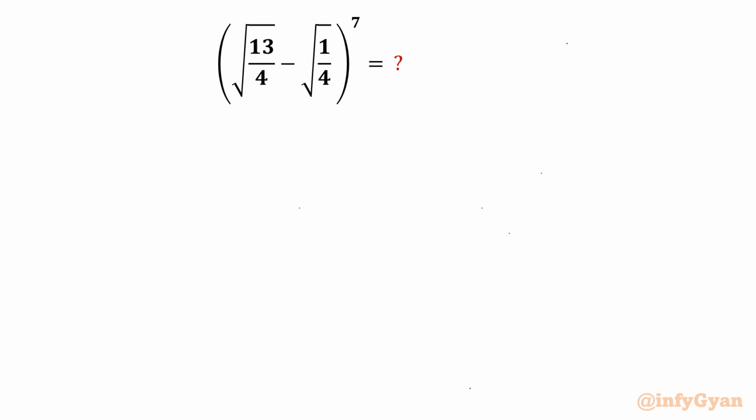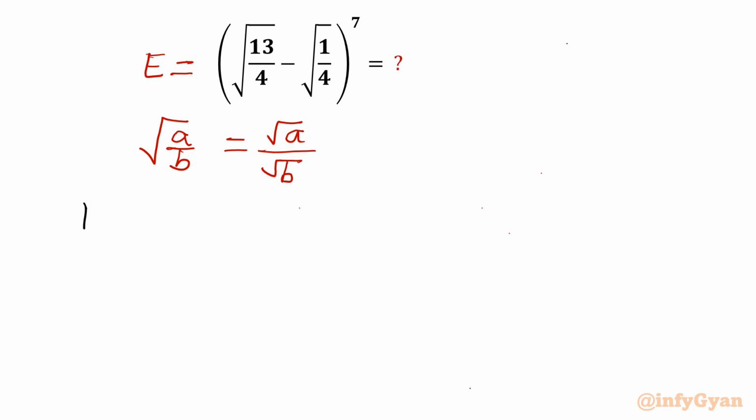Today in this video we are going to simplify one radical expression: (square root 13 over 4 minus square root 1 over 4) whole power 7. Let's consider the given expression as E. Now I will write one radical formula: square root of A over B can be written as square root A over square root B. Let's apply it to our expression.